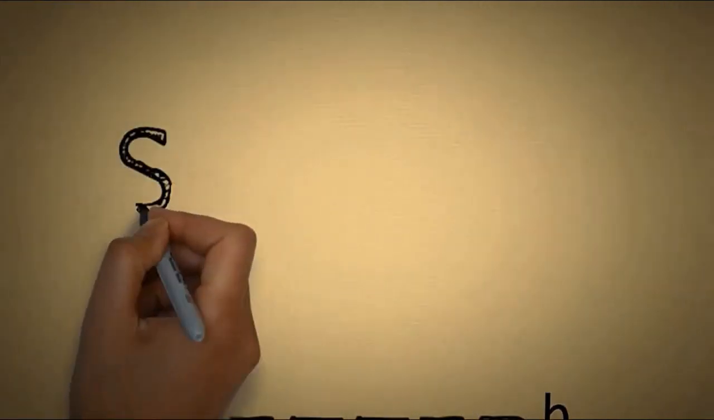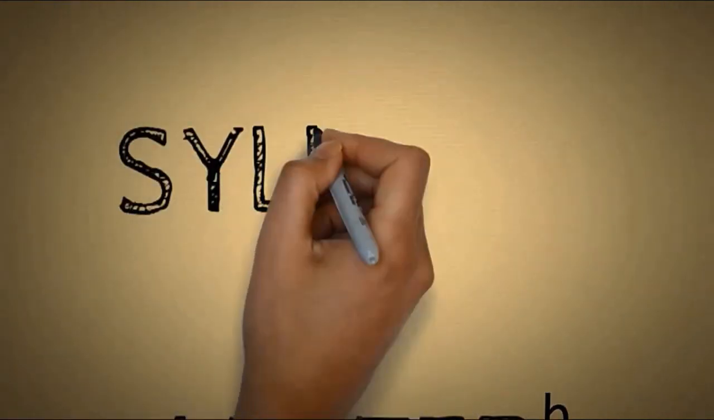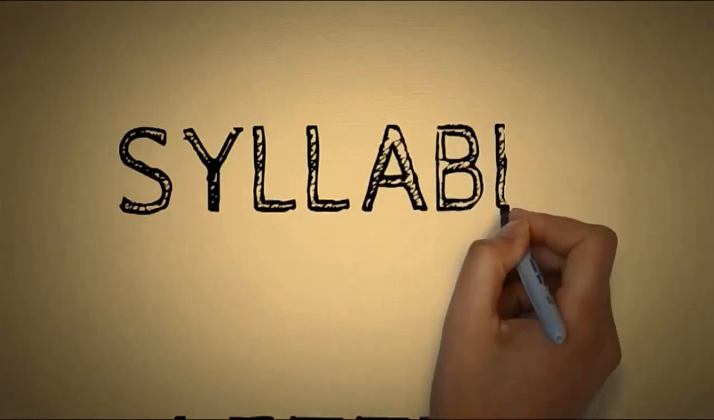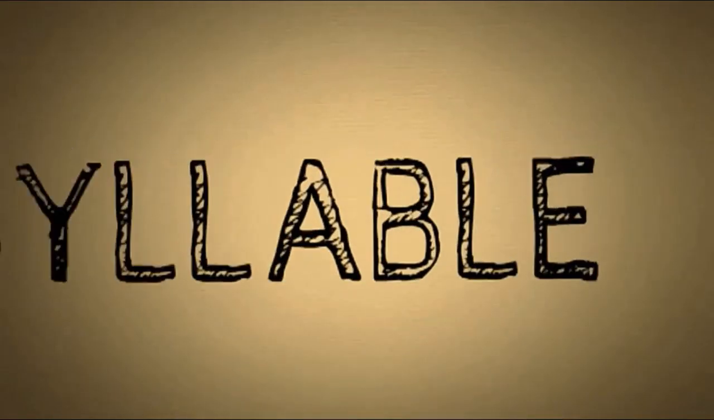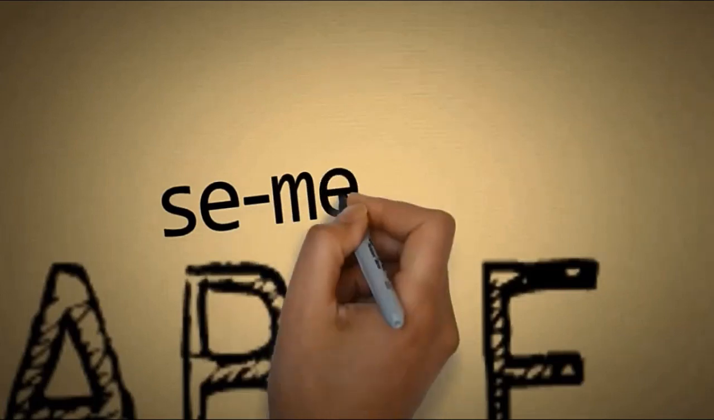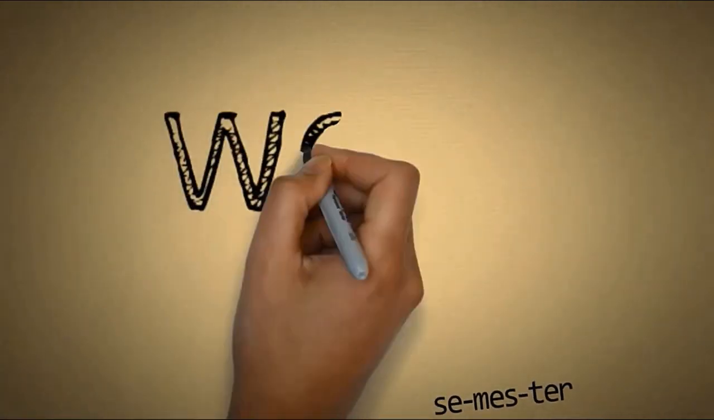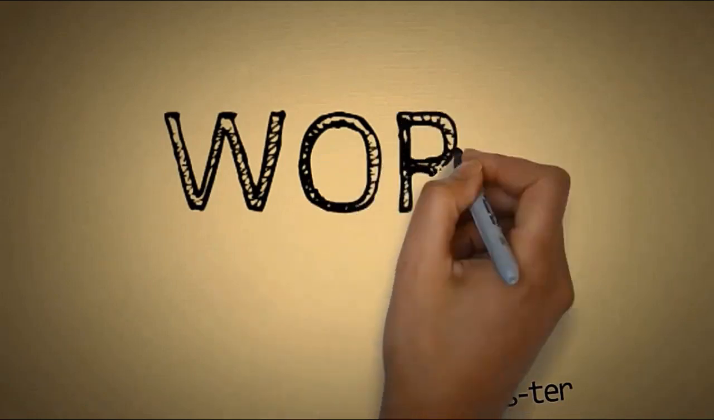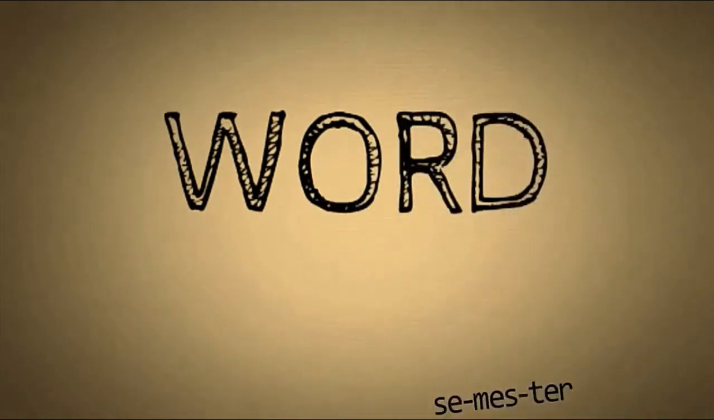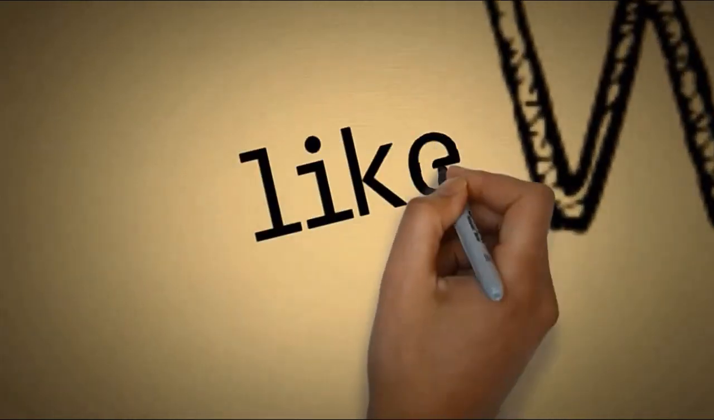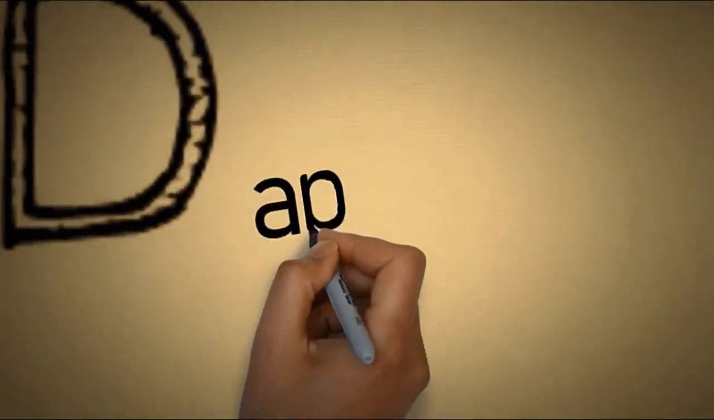The next stage is the syllable, which is usually the combination of at least 1 vowel and 1 consonant. "Semester" consists of 3 syllables. The individual syllables usually don't have meaning. The combined syllables can form a word to create meaning. For example, like an apple.